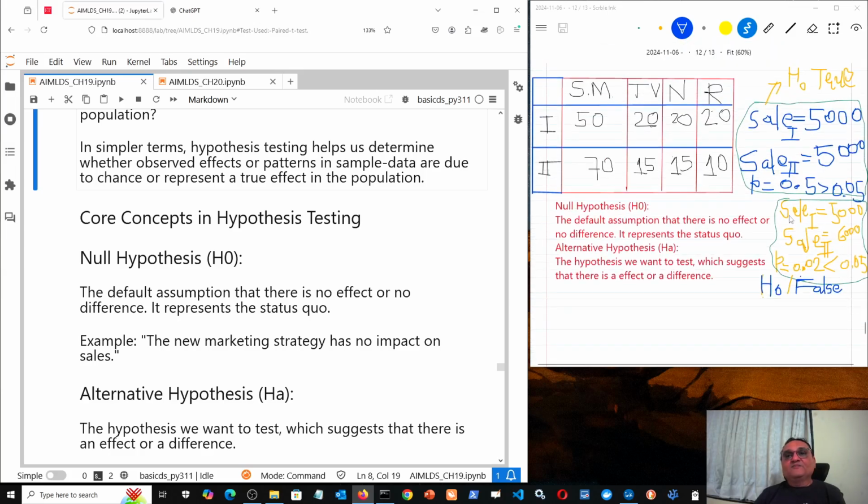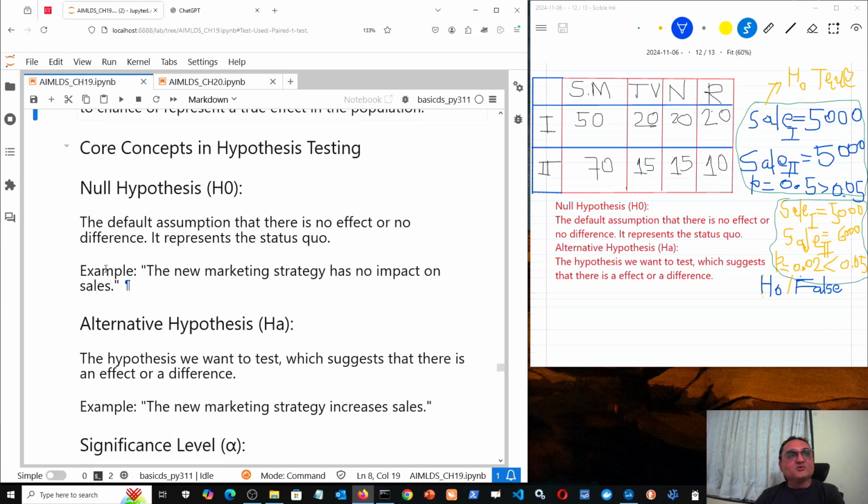But on the other hand, sometimes it may occur that the original sale was $5,000 million and the new sale is $6,000 million. So that means you can say that yes, the new marketing strategy is very effective, right? So you want to decide this type of question. So with that example, we will take the explanation of core concepts which are used in all hypothesis testing examples.